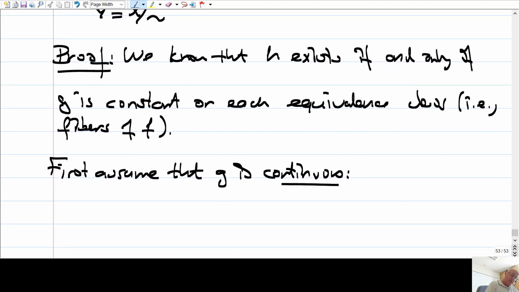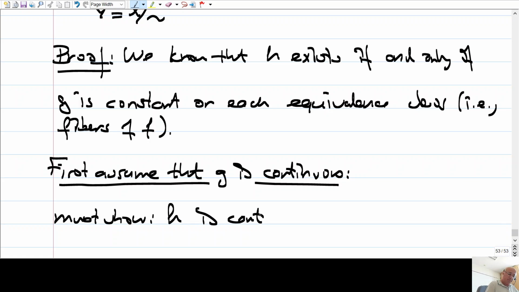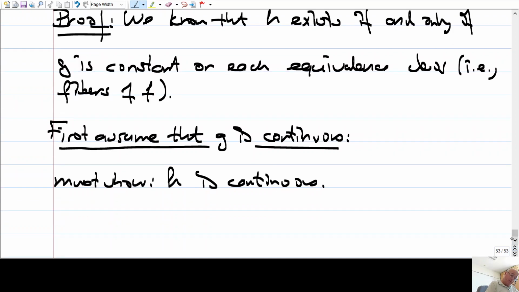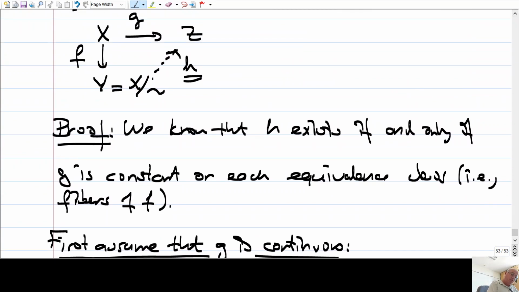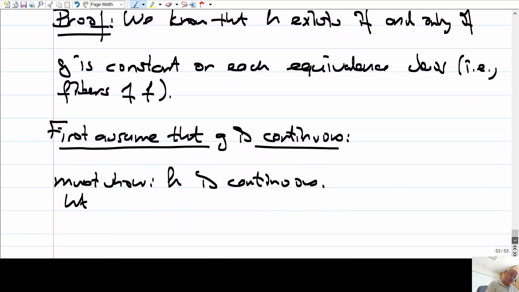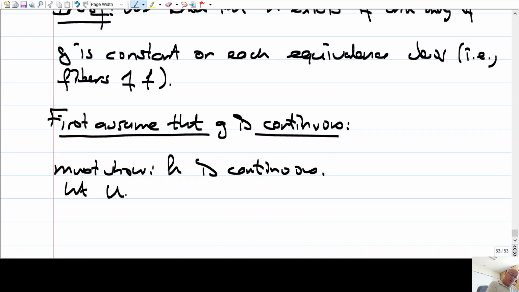Okay. Well, we must show h is continuous. How can we show this? Well, h is from where to where? h is from Y to Z. So let U be an open subset.